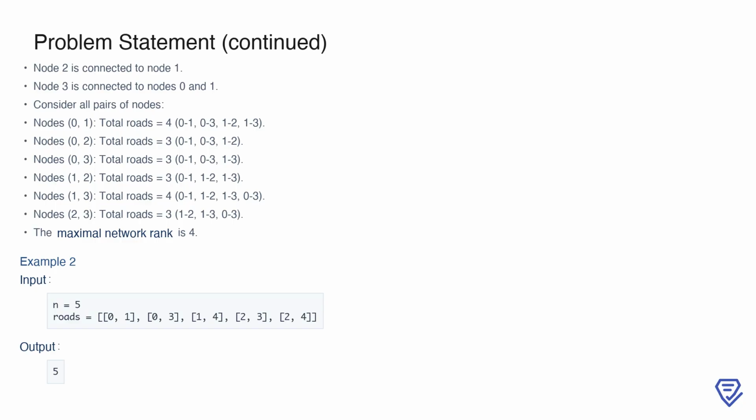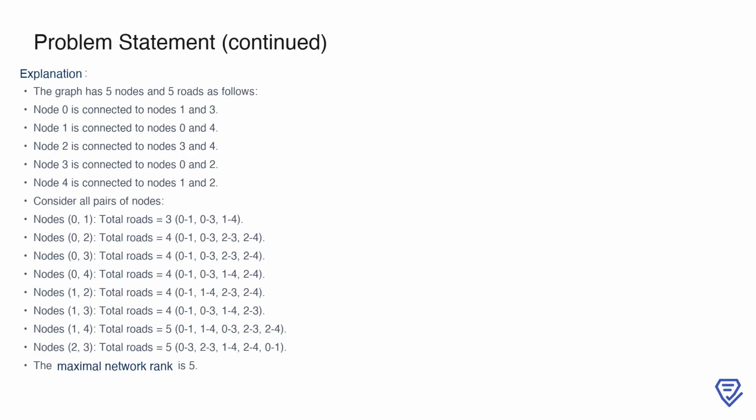For example, for nodes 0 and 1, the total number of roads is 4, the roads connecting 0-1, 0-3, 1-2, and 1-3. For nodes 0 and 2, the total is 3, as we count the roads 0-1, 0-3, and 1-2. Similarly, we calculate for other pairs, such as 0 and 3, 1 and 2, and so on. After evaluating all pairs, we find that the highest network rank is 4. This is the maximal network rank for this graph.